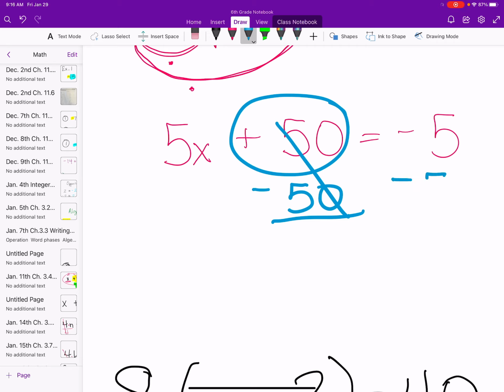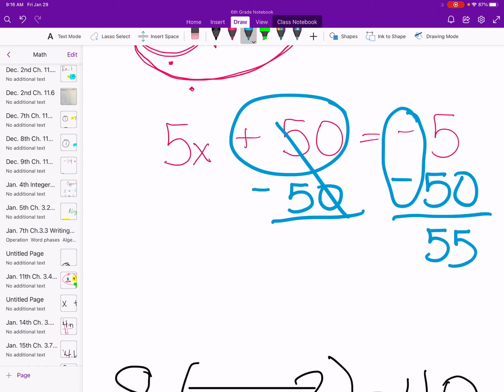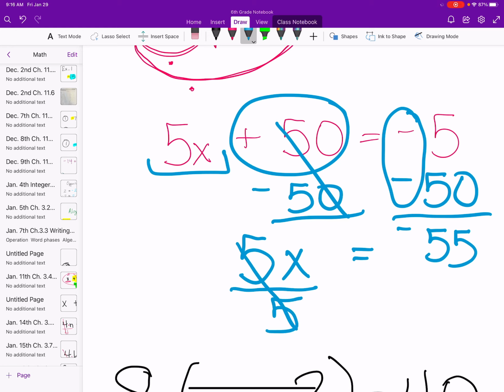If I did it to one side, I have to do it to the other. These guys have the same sign. That means we're going to add them up and keep the negative. So we have 55 and it's negative. So we still have this guy over here. We have 5x now equals negative 55. You could say 5 times what is going to get me negative 55. If you can't think of that in your head, you're going to say, what is the opposite of 5 times x? The opposite would be dividing. And so you would get x is equal to negative 11.